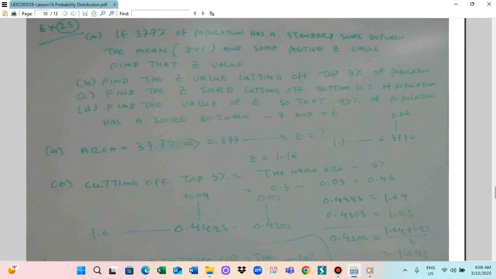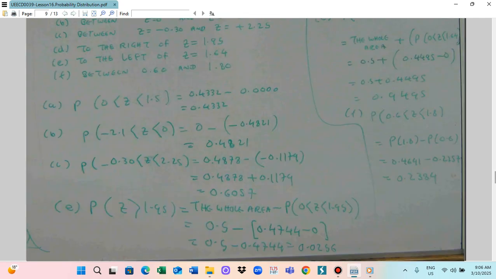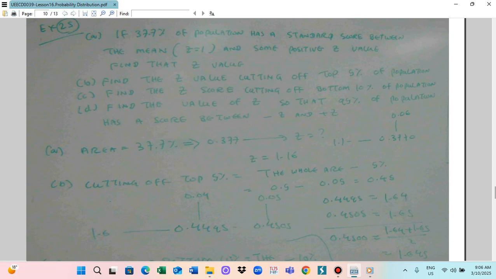So you can calculate the Z value by using the Z table. Okay, in this equation, if 37.7% of the population has a standard score between the mean and some positive Z value, you have to find the Z value. In this case, 37.7 is already given as the area. 37.7 percent is the same as 0.377. So you have to find Z.